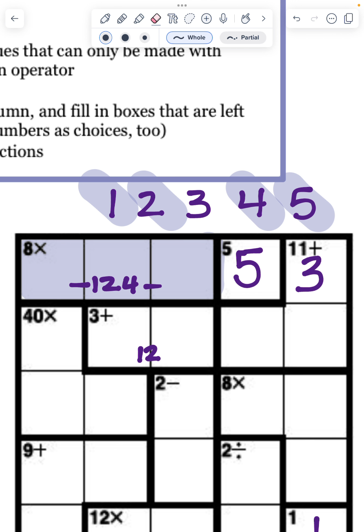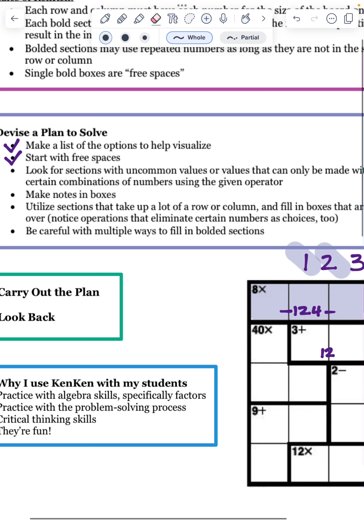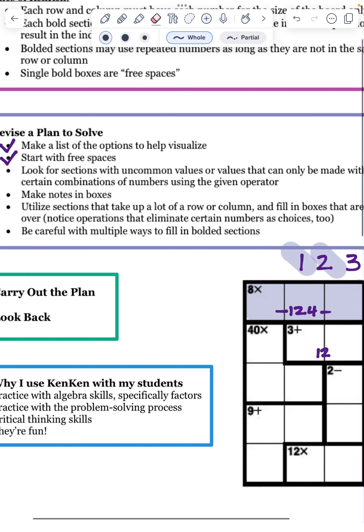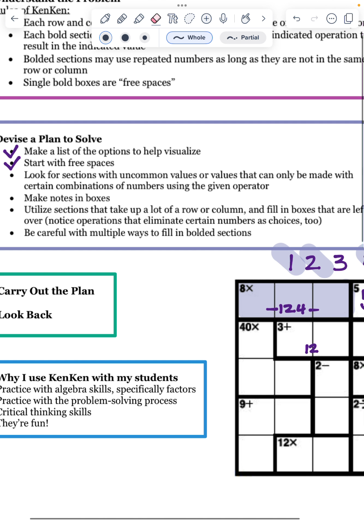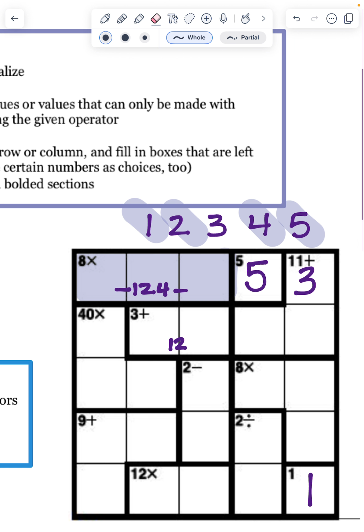So that's here in the steps of look for sections with uncommon values and utilize sections that take up a lot of a row, and then fill in boxes that are left, and notice operations that eliminate certain numbers as choices. So kind of putting a few of those strategies together.